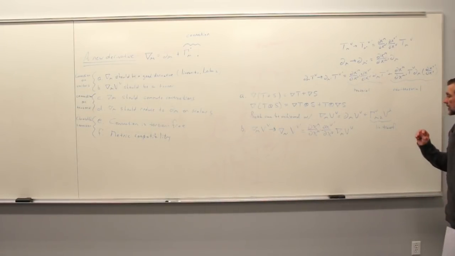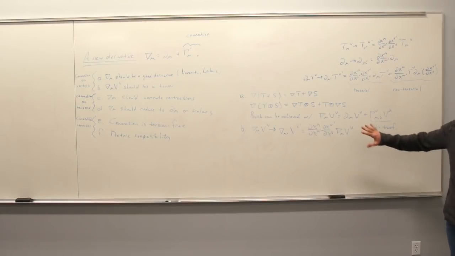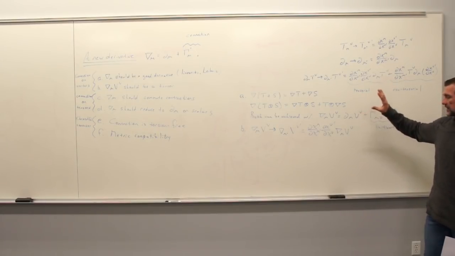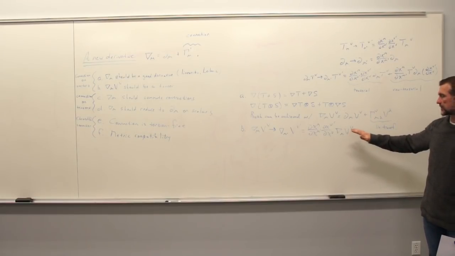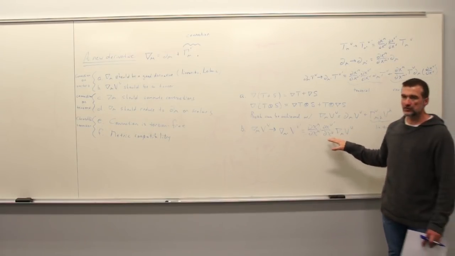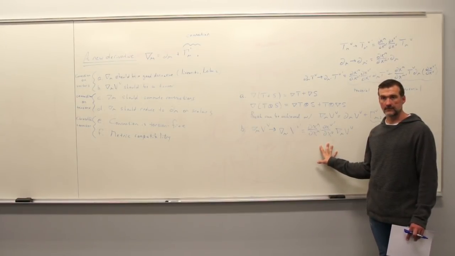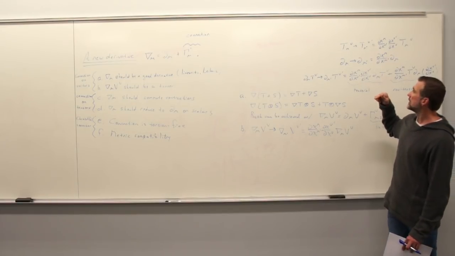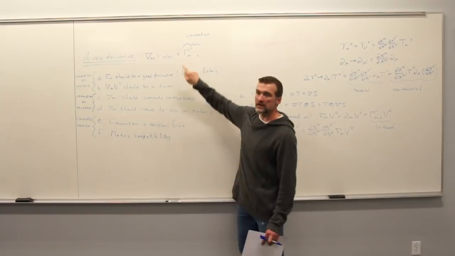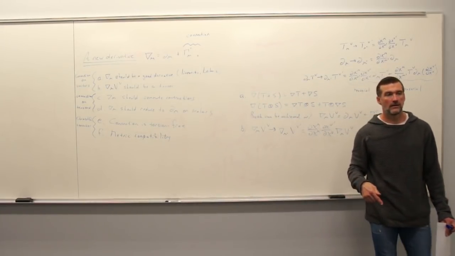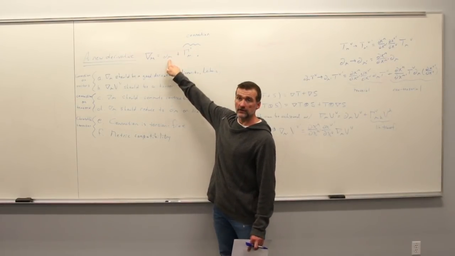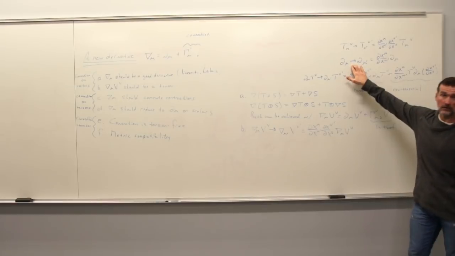Now, I am definitely not going to go through the steps of this. This is done in the book in gory detail. But here's where the magic sort of occurs. In order for this to be true, I have to figure out how the gammas transform, because I already know how this part of my new derivative transforms. That's old school right there.